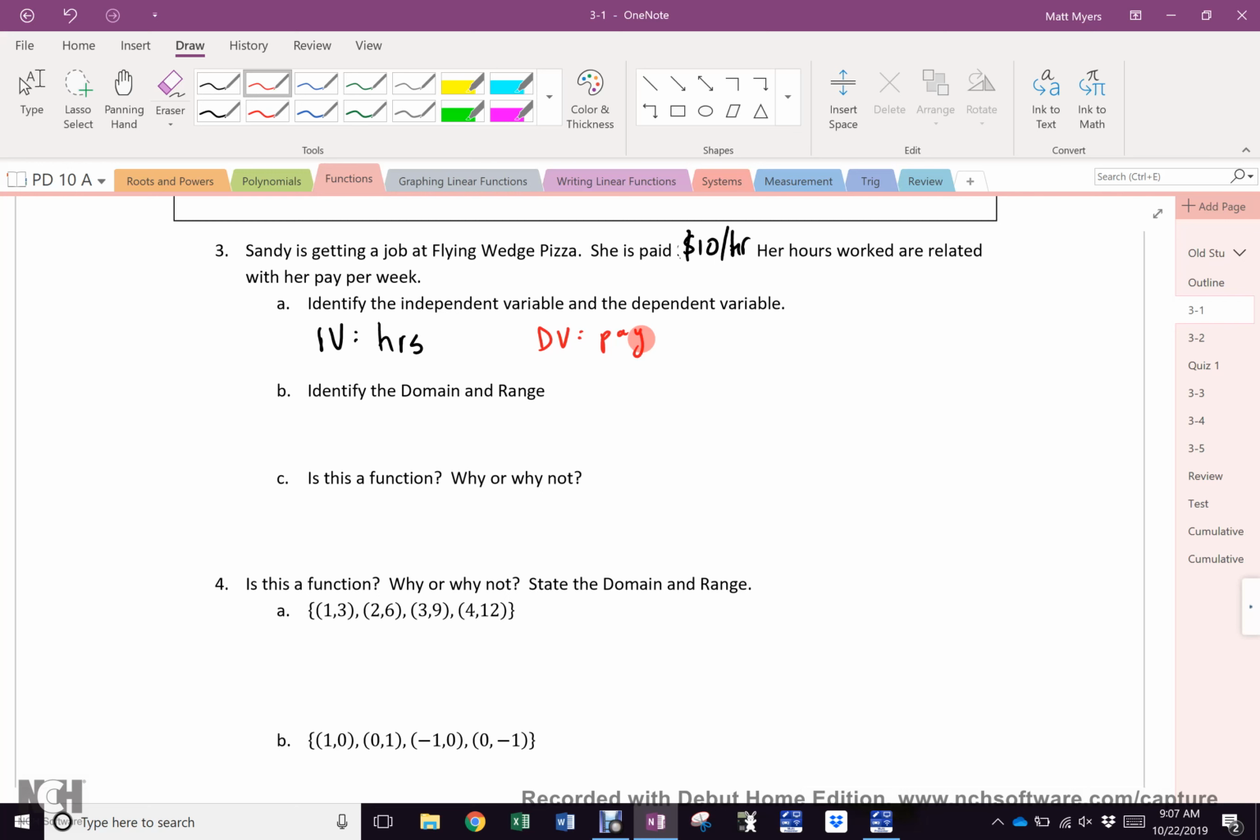Now, somebody always says, y'all, if you don't work, you don't get paid. So couldn't your hours depend on your pay? And I say, what are you doing right now? You are sitting here. Are hours passing for you? Are you being paid an hourly wage? No. So do you all understand what I mean? The hours are independent. Everyone is passing hours right now. But not everyone is getting paid for it. Everybody cool? All right, so we've got our IV and our DV. Now, what is our domain and range? Does the domain apply to the IV or the DV? IV. So what are my options for pay per week?